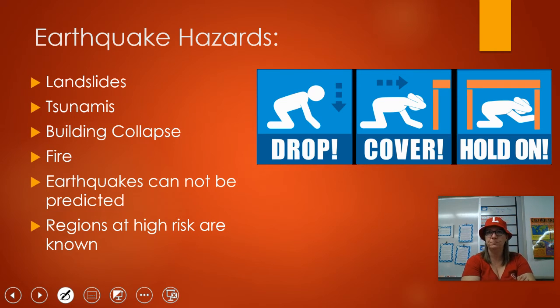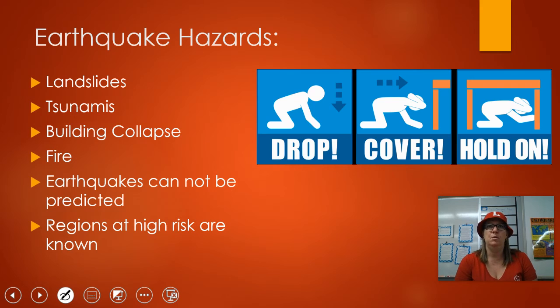Tsunamis occur when an earthquake happens out on the ocean floor. That energy then goes through the water, and it can create these tidal waves. Buildings can collapse depending on how strong the earthquake is, and depending on how strong the buildings are. Fires are a very, very common hazard with earthquakes because gas lines might break, and then the gas is leaking, and all it takes is a spark to ignite that.